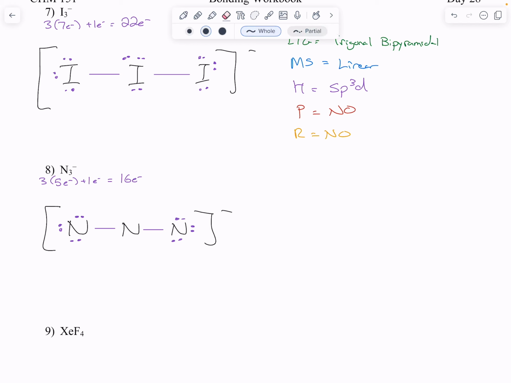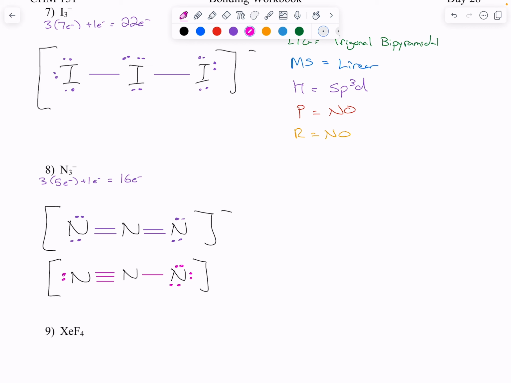Ooh. So this one, I can double bond both sides. That's good. However, I could have triple bonded one side, couldn't we? We could do this, couldn't we? We could have done that. That's good to know.